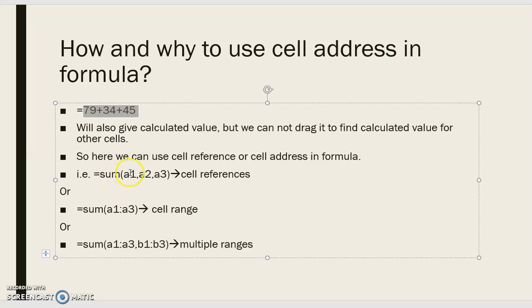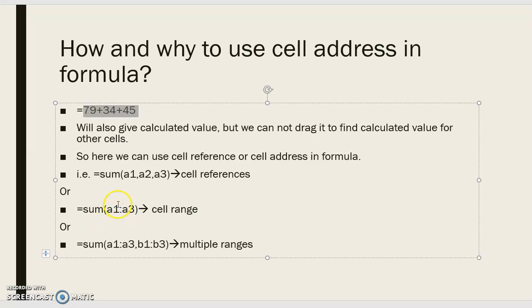For example, equal to sum. Here the sum function is used to do a total. Here we can write cell address in place of real values. Here I have written A1, A2, A3. So here we have used cell reference. This will give the total or addition of these three cells A1, A2 and A3. If we change the value later on, then it will also change the total amount.